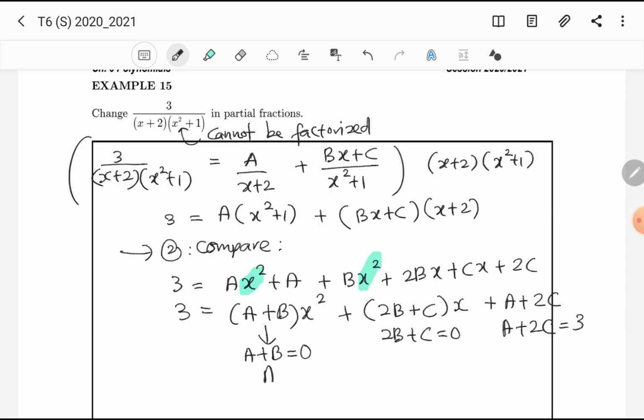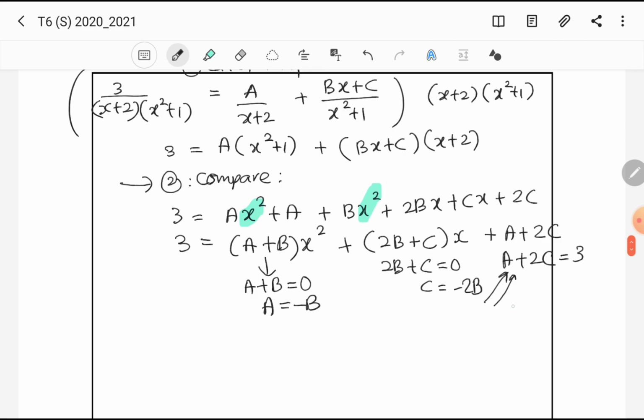Okay, so from here, A equals to negative B. Okay, lagi. C equals to negative 2B. We insert both into the third equation. So, we will get negative B plus 2 times negative 2B equals to 3. So, negative B minus 4B is negative 5B equals to 3. B equals to negative 3 over 5.